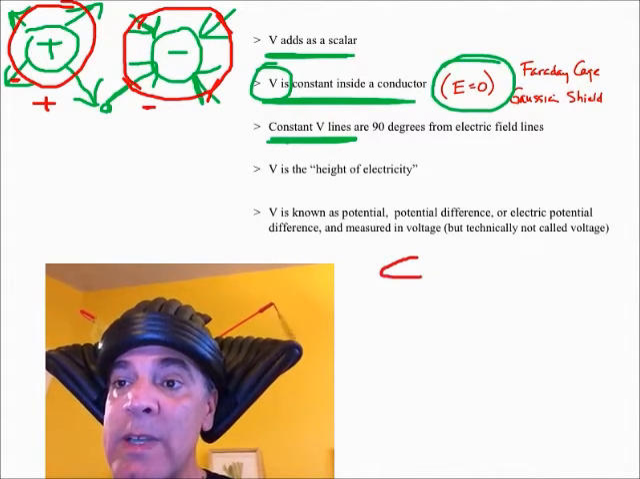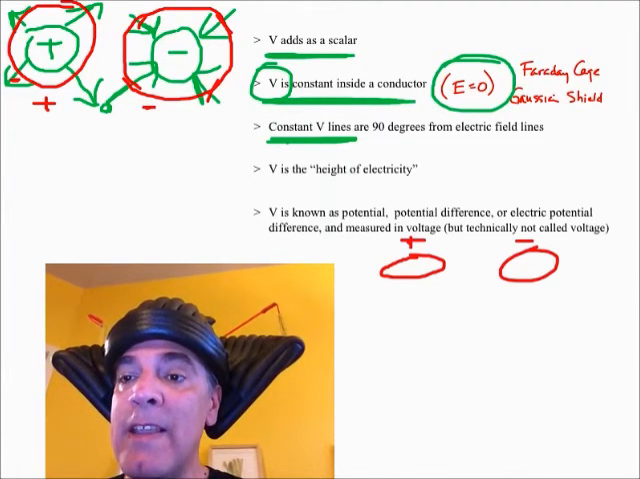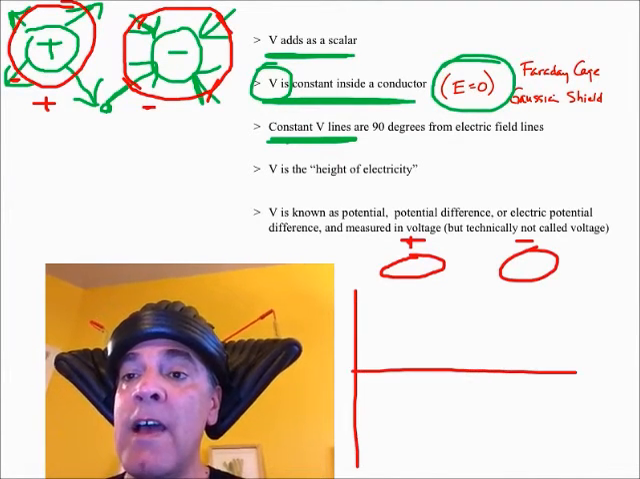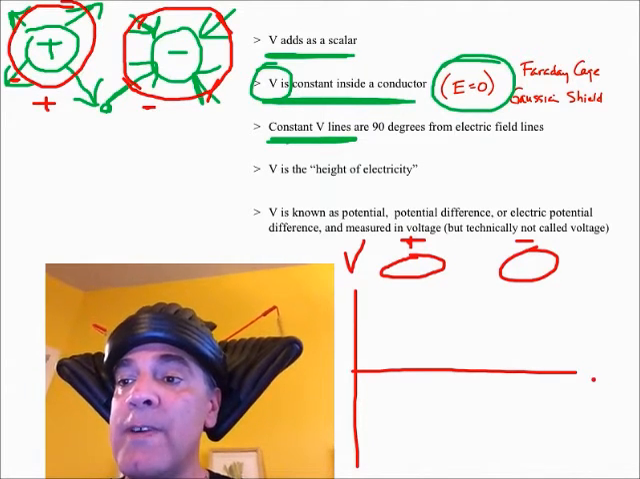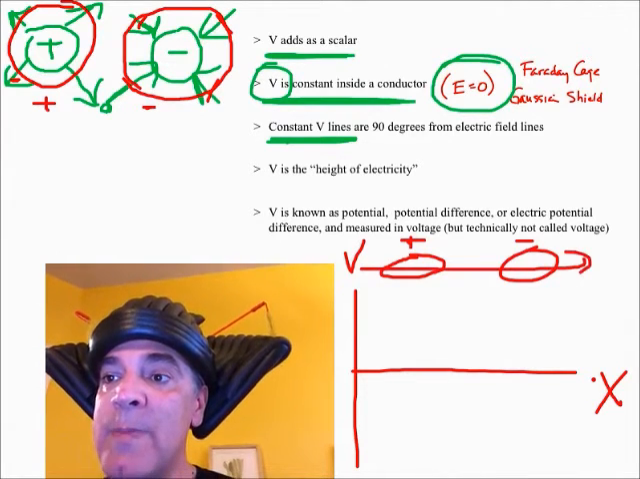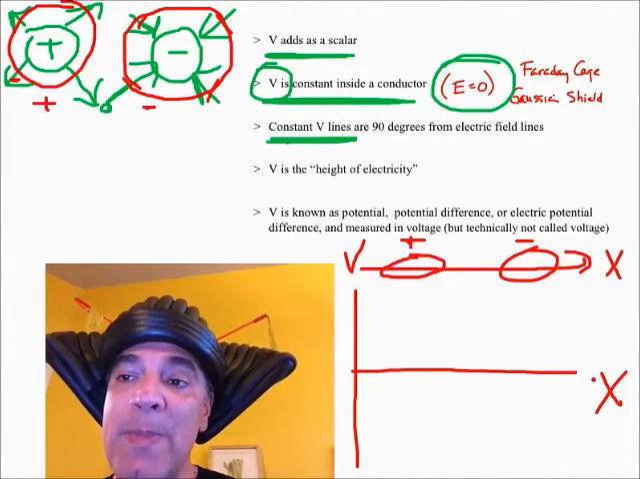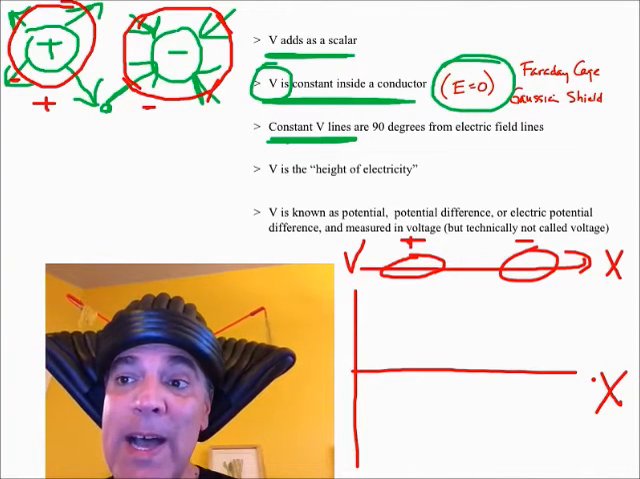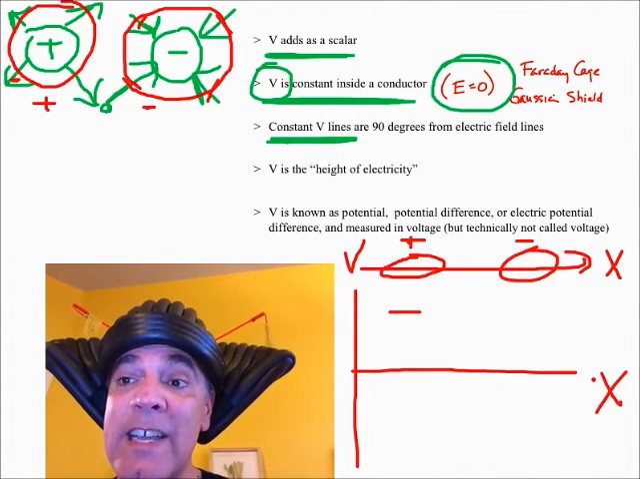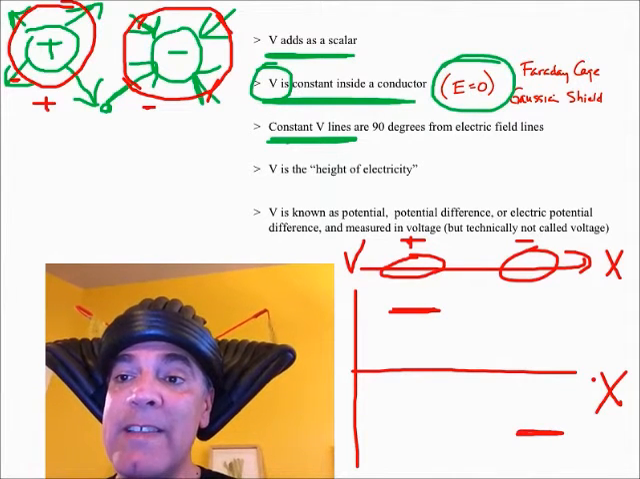So what we can do is we can say this is a plus and this is a minus, and we can make a little graph of potential versus position. As we go across this, my position is going to get bigger. When I'm really close to that plus, I'm going to have a very, very positive potential. And since that is a conductor, it's got to be constant there. This one's going to have a negative potential. It's going to be constant there.